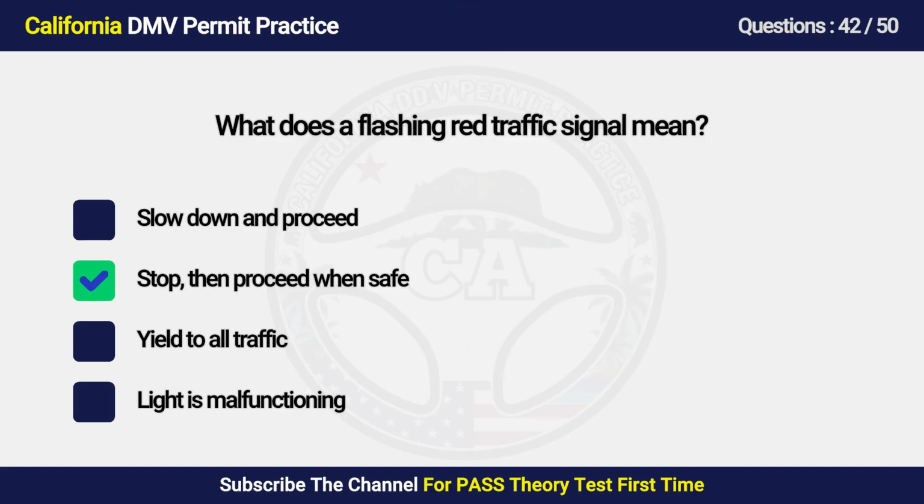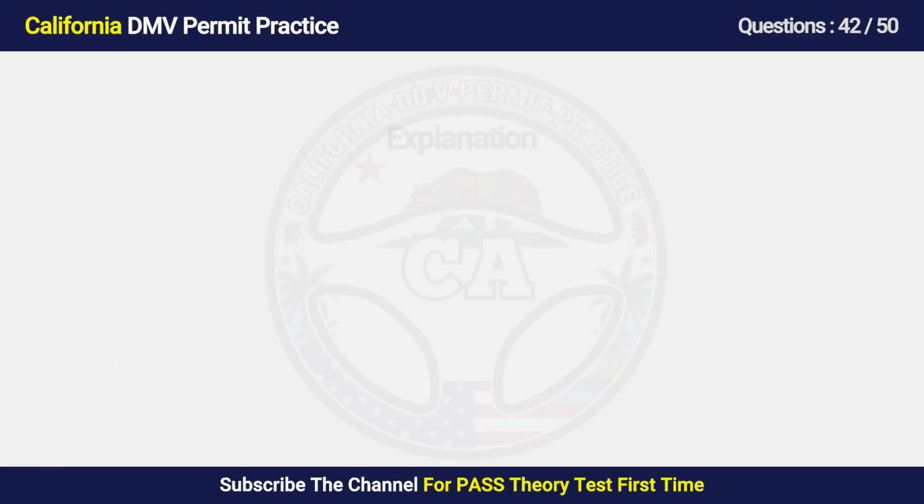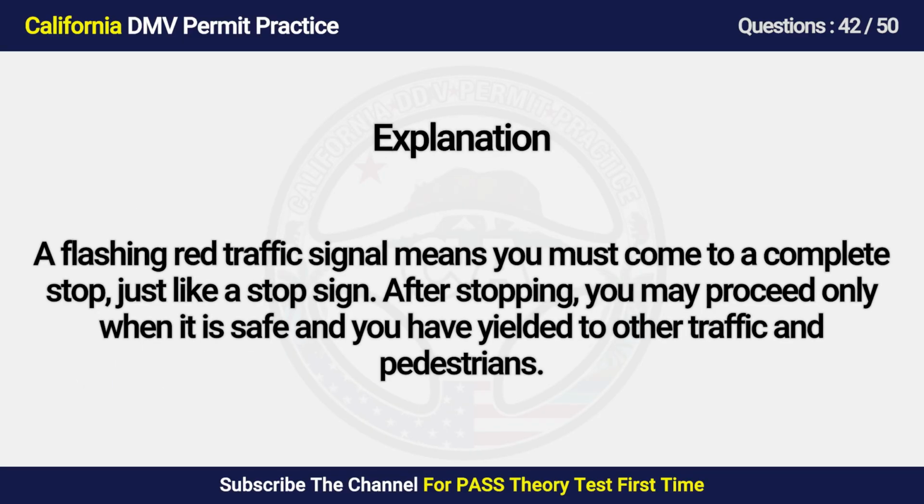Answer is B. Stop, then proceed when safe. A flashing red traffic signal means you must come to a complete stop, just like a stop sign. After stopping, you may proceed only when it is safe and you have yielded to other traffic and pedestrians.